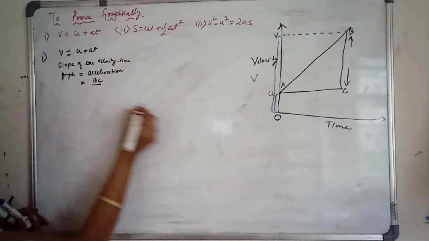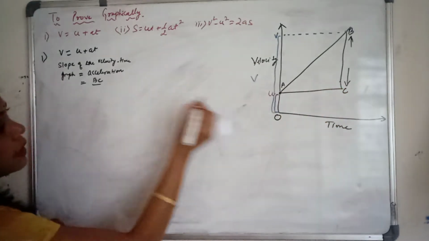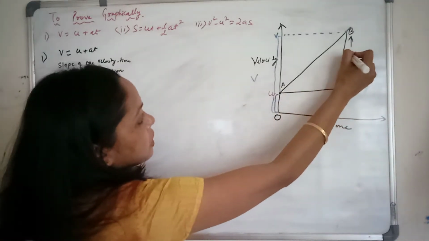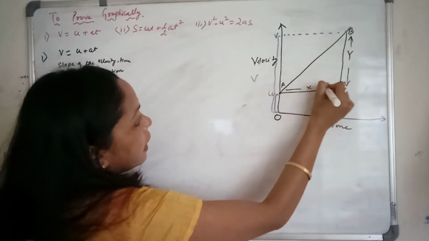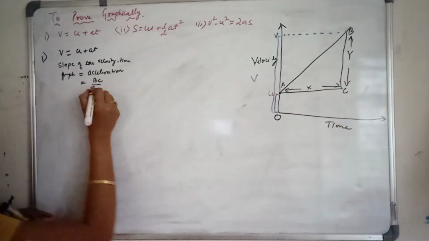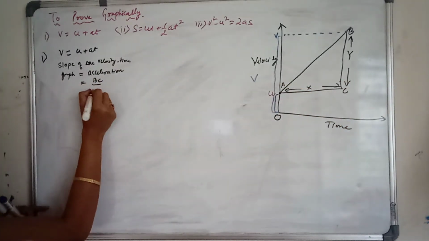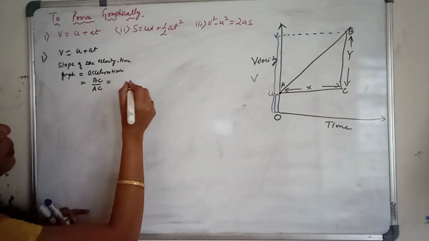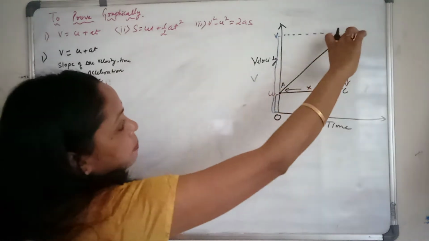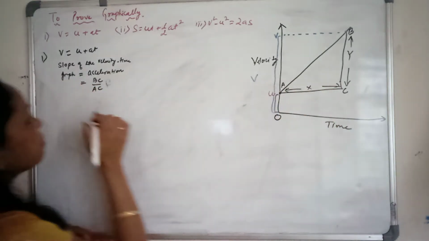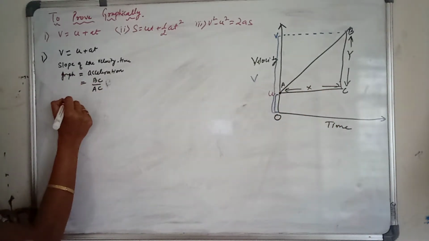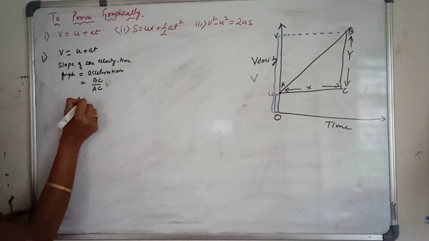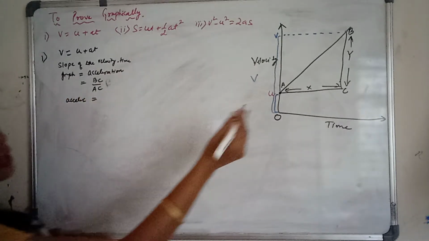And the base will be what? This is your axis. So you can write this one Y and this one X in simple way. So this X will be AC. So BC is this part and AC is this part. So acceleration, you can write now again: acceleration is equal to BC over AC.